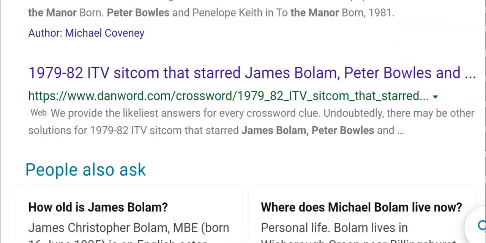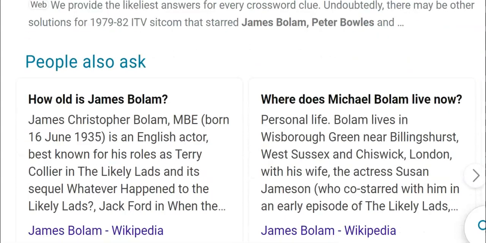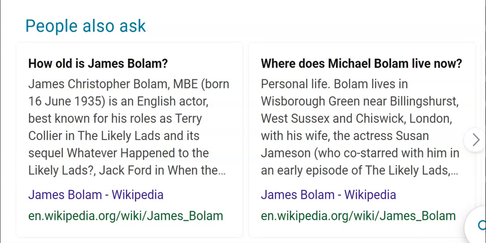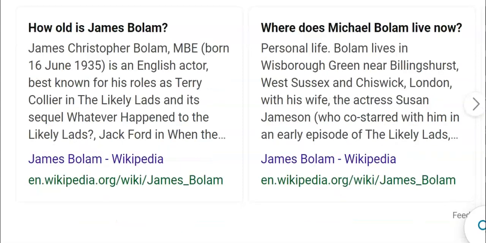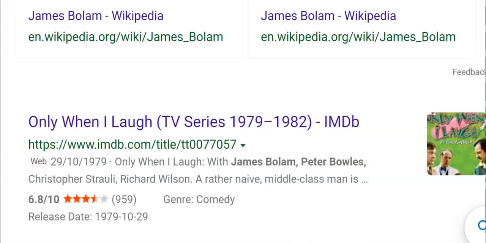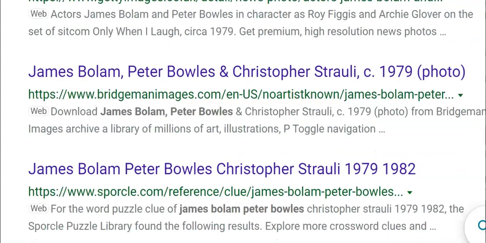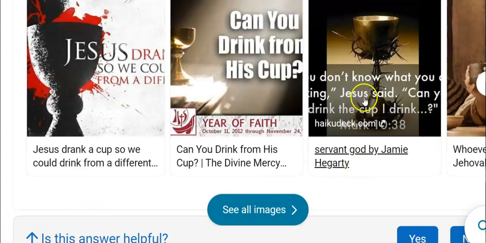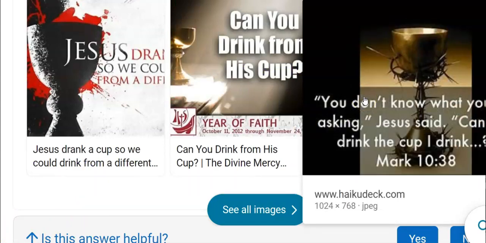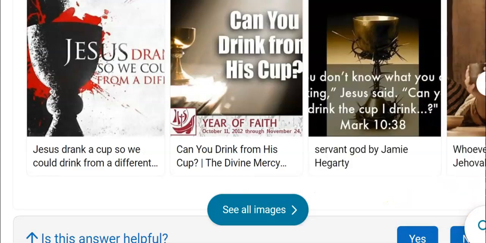And interestingly, in the Likely Lads, he was called Ferris. The other one was called Ferris. The Fe, the iron. Christ, another Christ, see? Words of Christ and the tea drinking and bull drinking and all that. Of course, yeah, you don't know what you're asking. Jesus said, can you drink the cup I drink? The tea drinkers drink.